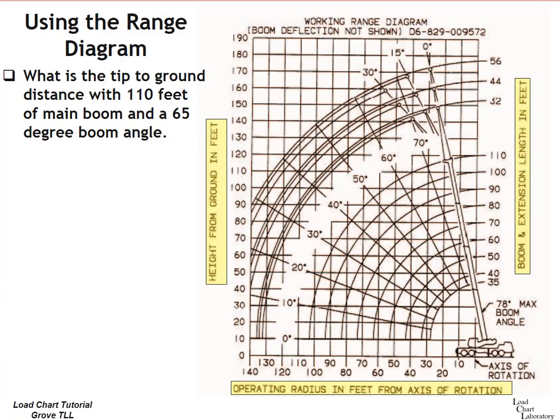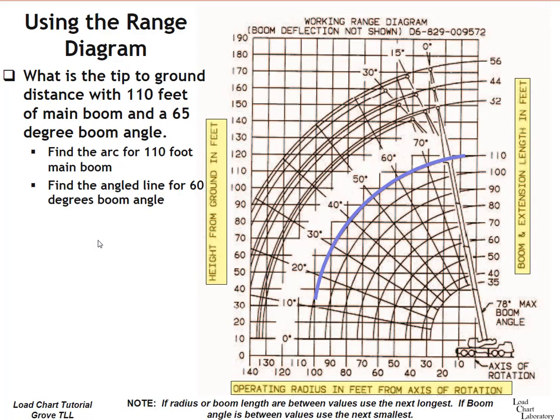Another example, and this one will show some of the gray area that you might encounter when you're using a range diagram. What is the tip to ground distance with 110 feet of main boom and a 65-degree boom angle? Just like before, find the arc for 110 feet of main boom. There's the arc to follow. But we're not dealing with radius this time. We're dealing with boom angle. And we have diagonal lines representing boom angle.